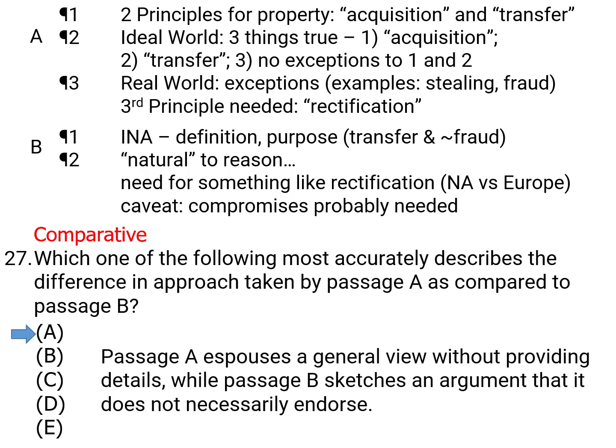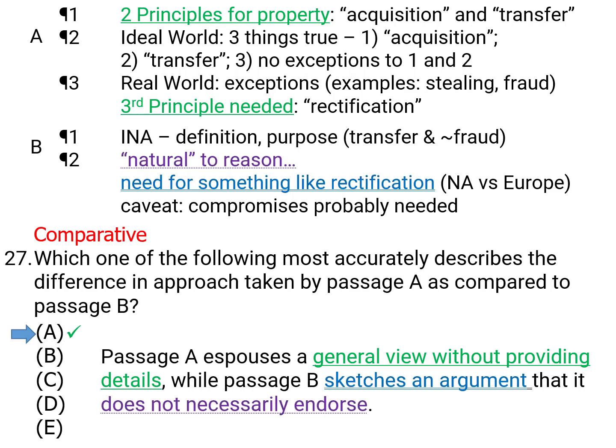So, answer choice A, passage A espouses a general view without providing details. That's true. While passage B sketches out an argument that it does not necessarily endorse. So this is our answer. B does have the sketch of an argument, that is the need for something like rectification in the case of the Native Americans. There is one part that might seem a little bit off, and that is the does not necessarily endorse part, and that comes from the really strange thing they said at the beginning of the second paragraph.